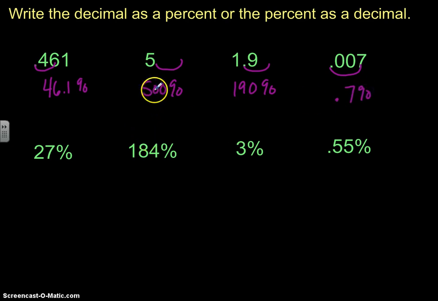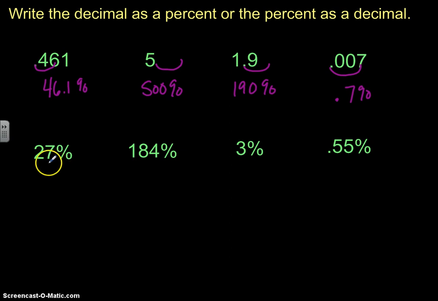Now you may ask, how do we have 500% of something? Well, that just means it's five times the original. So if we've got a gallon of water, 500% of that gallon of water would be 5 gallons of water. It would be more than that.